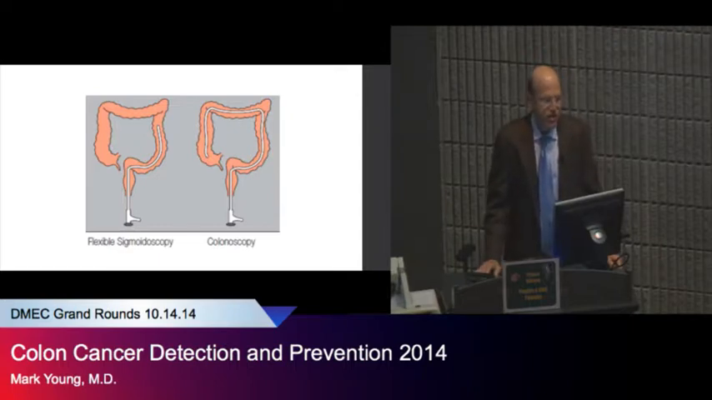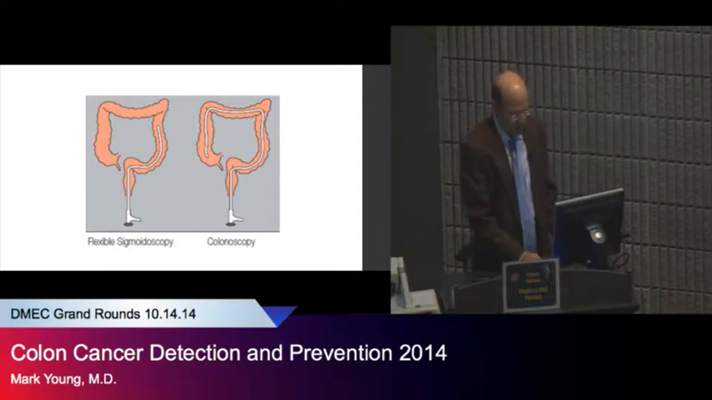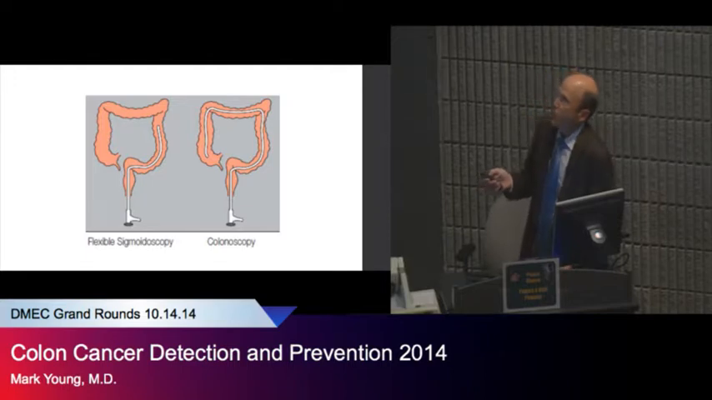So the difference, and again, this is mainly for the medical students, but the difference in colonoscopy and flexible sigmoidoscopy is with flexible sigmoidoscopy, you go about 60 centimeters, and you're looking at the sigmoid colon. If you're lucky, you get up to the descending colon.